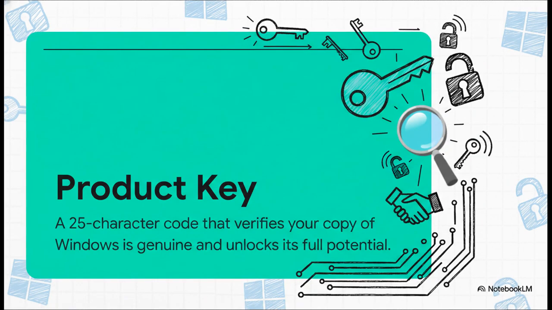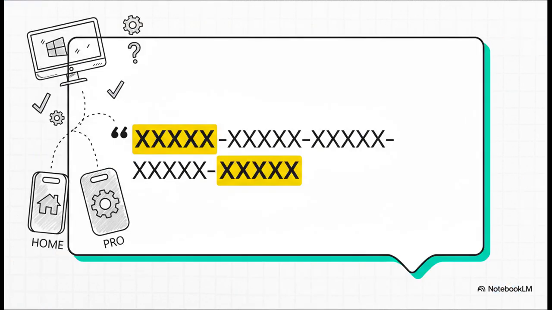Okay, so the heart of this whole process is the product key. Now, don't think of it as just a password. It's more like the official handshake between your computer and Microsoft. This 25-character code is what proves your copy is the real deal and unlocks all the features you paid for. And it's pretty much always going to look just like this. 5 blocks, 5 characters each.